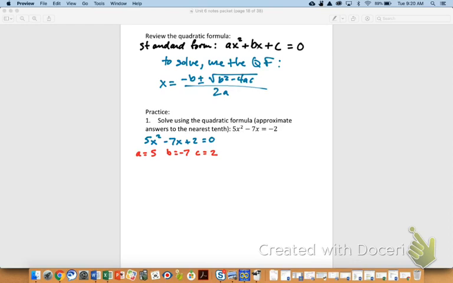X equals negative B plus or minus the square root of B squared minus 4AC over 2A.